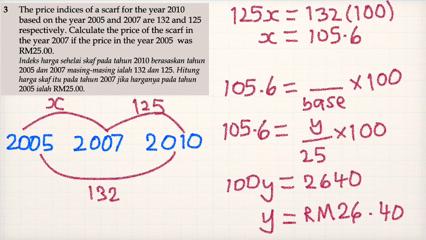Alright, to answer the question, calculate the price. This is not the price index, just the price of the scarf in the year 2007 if the price in the year 2005 was 25 ringgit. If you look at the formula of the price index, we have the price index equals the price at the specific year over the base year price. Always remember, the lower part of the fraction will be the base year price. You just substitute everything in. The price in the year 2007 is unknown, so I put Y as my unknown. So 105.6 equals Y over 25, because 25 is the base price, and then times 100. You solve this and get the final answer, which is 26 ringgit 40 cent.